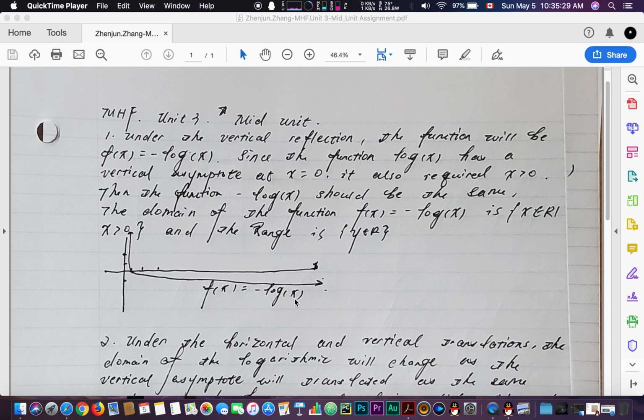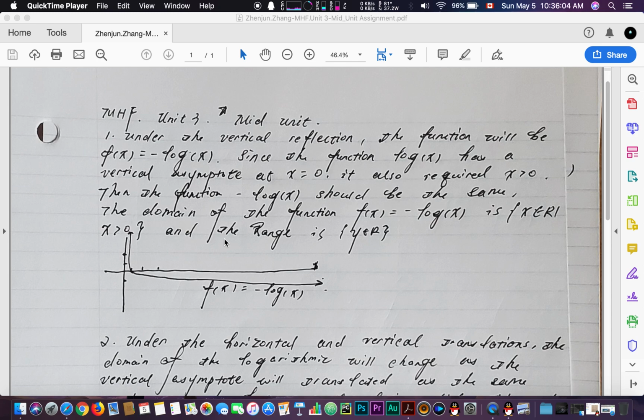like it goes right here. Then, since the function log of x has a vertical asymptote at x equals 0, it also requires x greater than 0. Then the function negative log of x should be the same. So the domain of the function f of x equals negative log of x is x greater than 0, because it has an asymptote here.